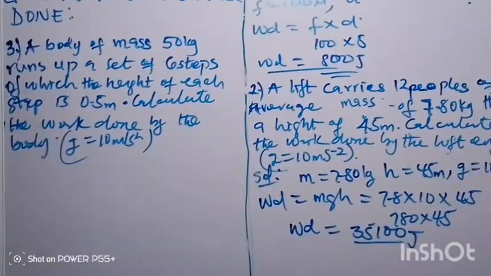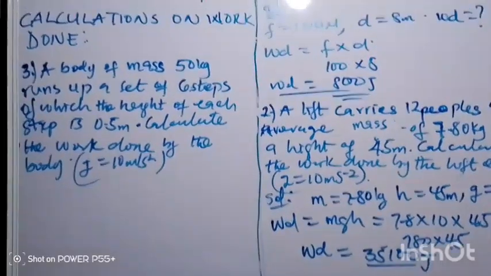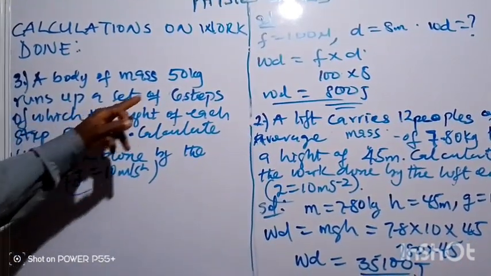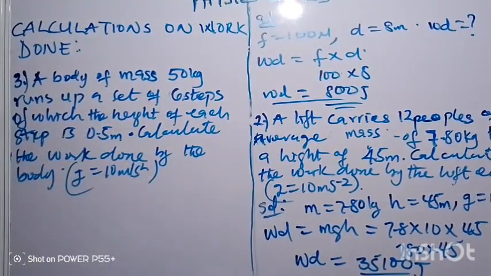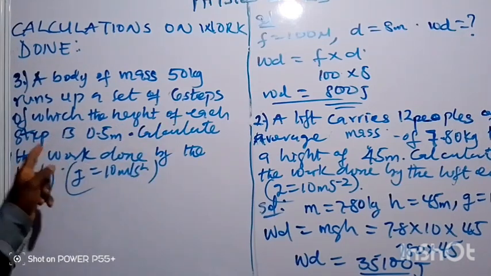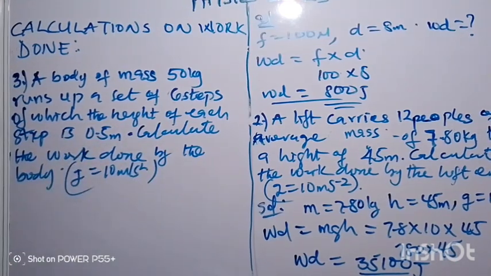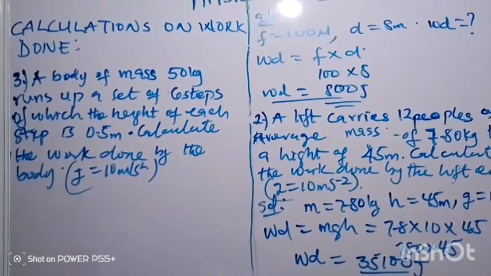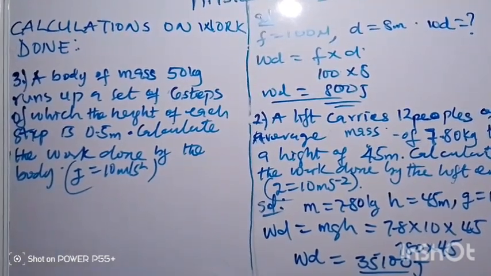Let's take this one as example 3. A body of mass 50 kg runs up a set of 6 steps, of which the height of each step is 0.5 meter. Calculate the work done by the body. g is equal to 10 meters per second squared.